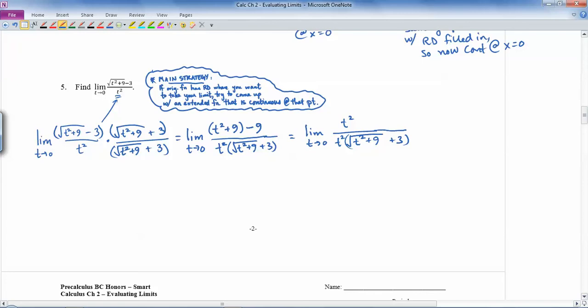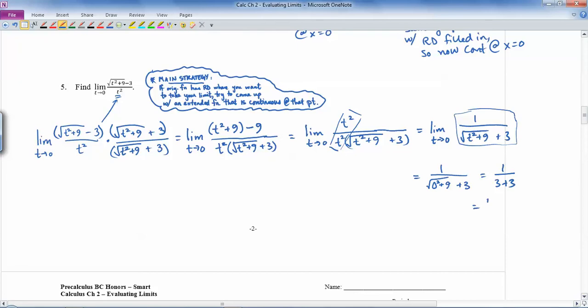Right? And so this graph has a removable discontinuity at t equals 0. What we can do to fill in that hole at 0 is cancel those t squareds, and I'm left with 1 over the square root of t squared plus 9, plus 3. At that point, I've got a function that actually is continuous at 0 because I can plug 0 right in there. So this is just going to be 1 over the square root of 0 squared plus 9, plus 3. So that's 1 over 3 plus 3, so 1/6. And that's it.